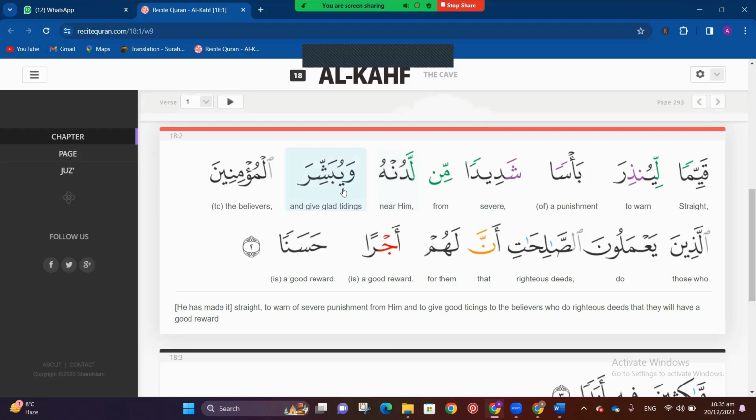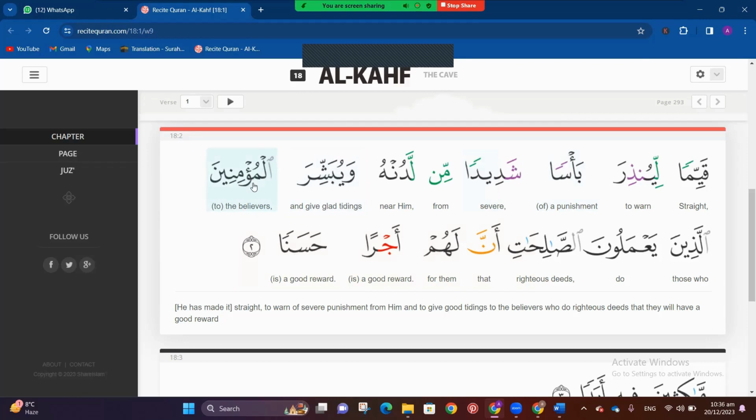Then coming towards the next word, which is wayubashiro. This letter is easy, because it has all the alphabets similar to English, but then there is this wa, which is like we have to make our lips round. Wayubashiro al-mu'minina. So whenever a hamza comes in second position, we make it a jerk, in a jerk way.